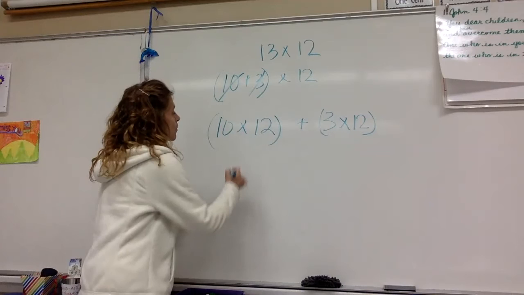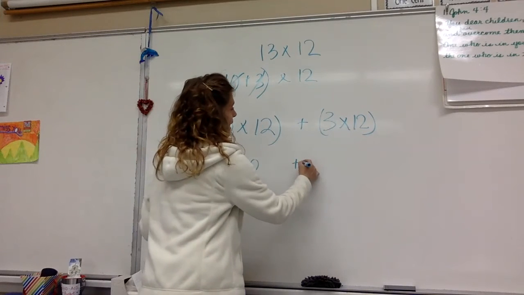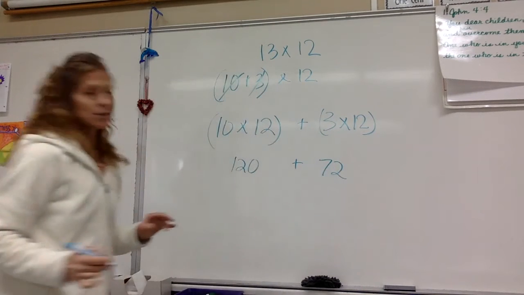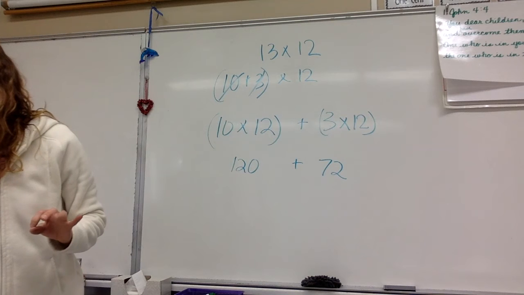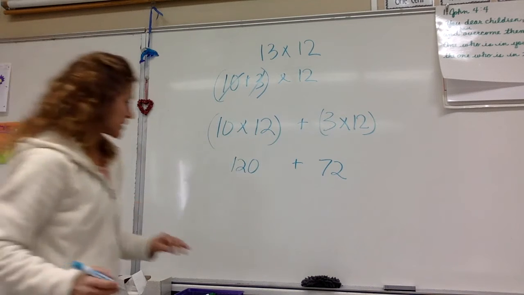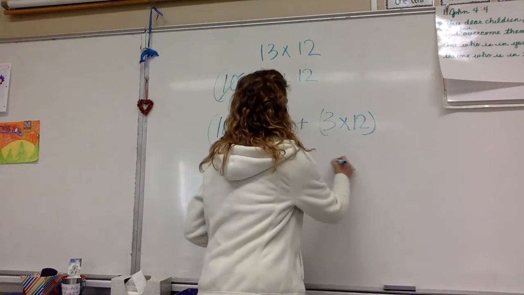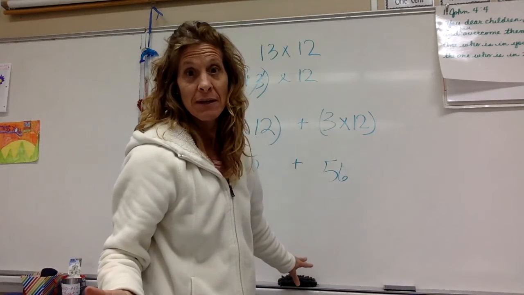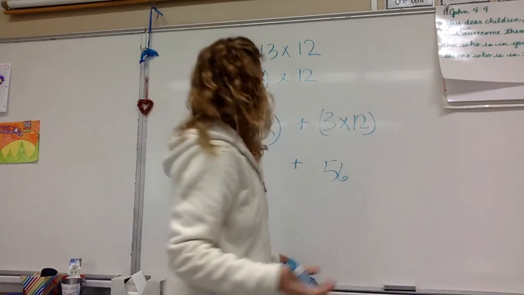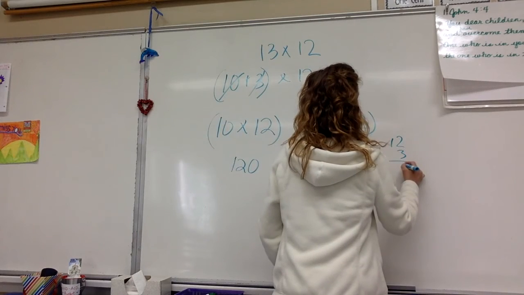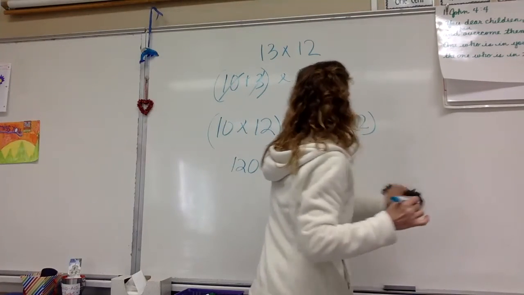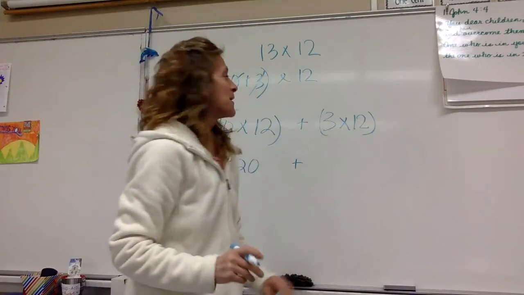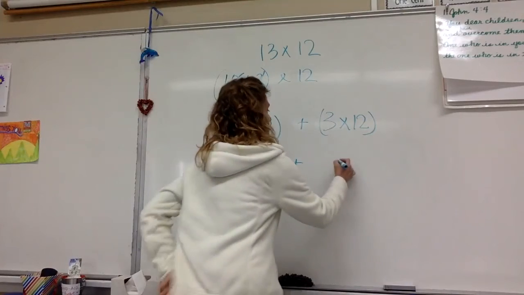This is 120, and this is 72. So our answer should be, wait, oh, sorry, 56. What was I thinking? 3 times 12 is 56. 56. 12 times 3. 36. I was going to say, that does not sound right. I'm so sorry. I apologize. It's late in the day. 12 times 3 is 36.